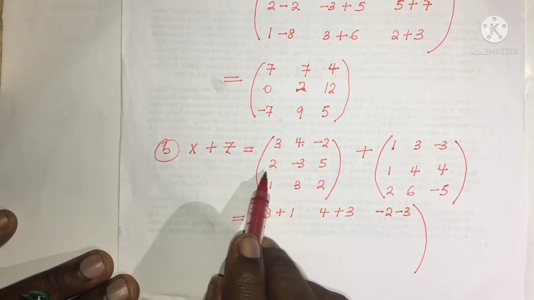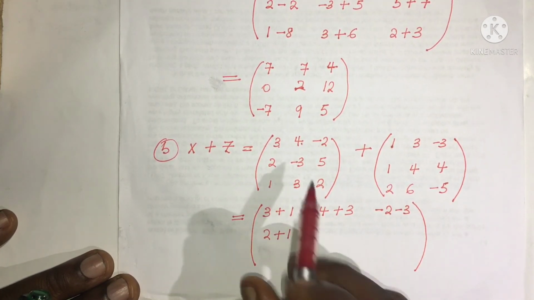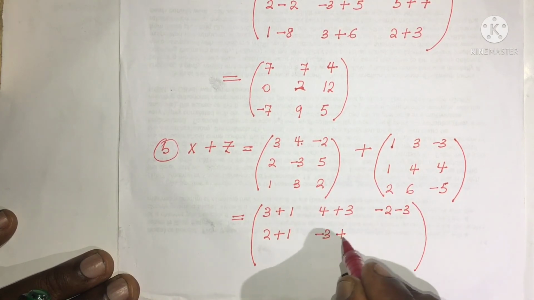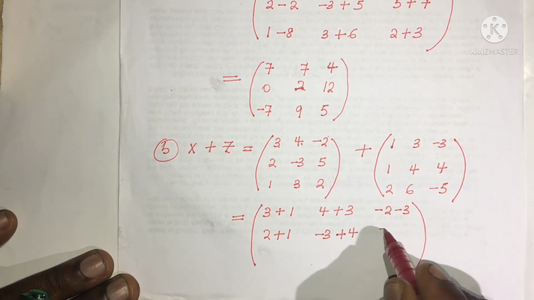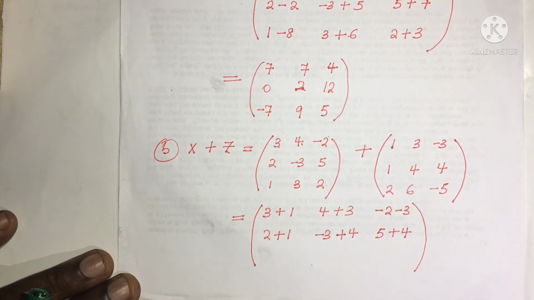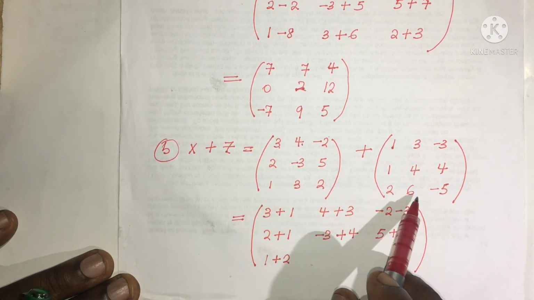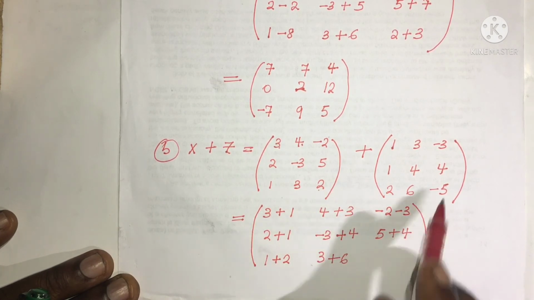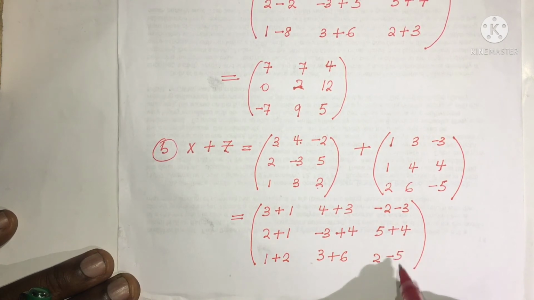Then coming over to the second row, 2 would add to 1. Minus 3 would add to 4. So I'm going to have here minus 3 plus 4. 5 would add to 4, and that will give me 5 plus 4. And then 1 will add to 2. This will give me 1 plus 2. 3 will add to 6. This will give me 3 plus 6. And 2 would add to minus 5, and that will give me 2 minus 5.